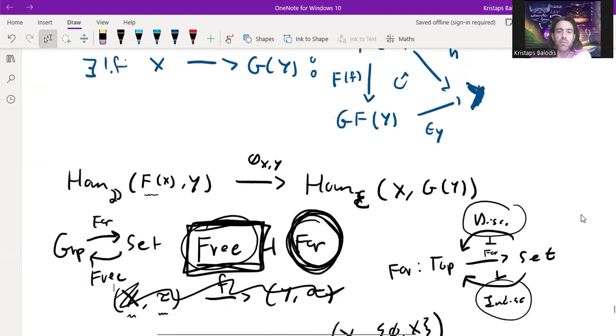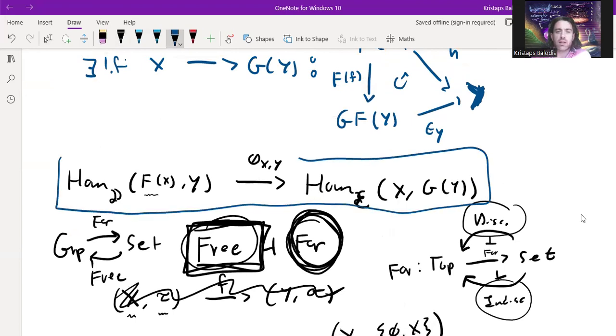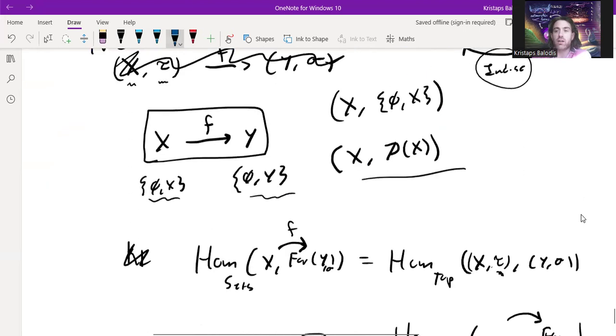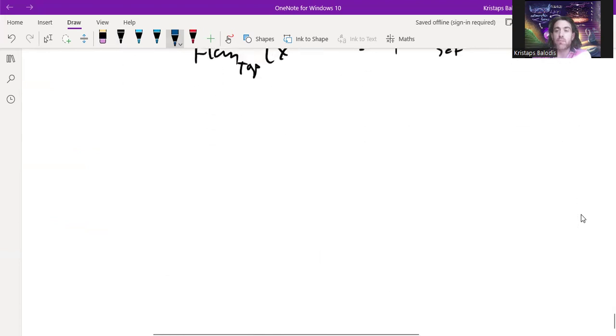Okay, so let me come back to this thing up here and explain what I mean by the naturality condition. So I guess there's two things I need to tell you about functors on any category. So suppose that I have some category C.